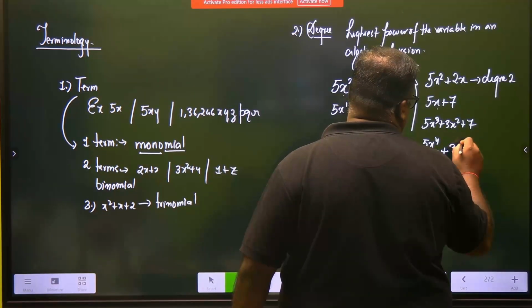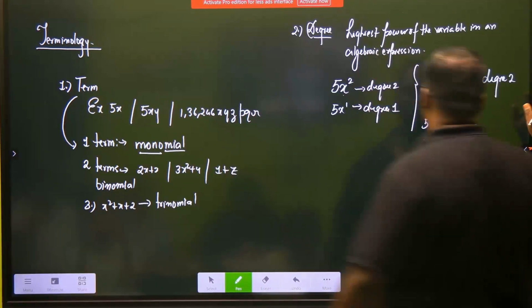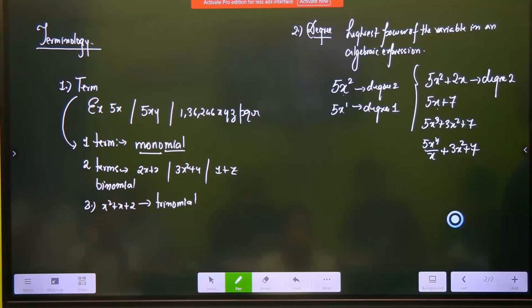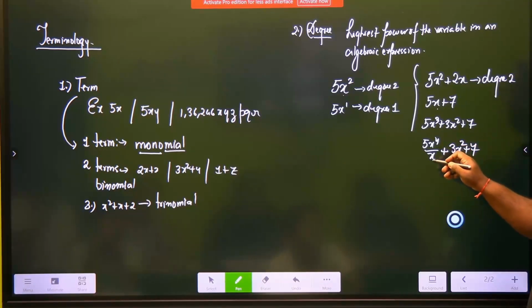Little bit tough, huh? But let me see. You should be able to do. 5x to the power 4 by x plus 3x square plus 7. Trinomial, binomial, monomial, first answer that. Trinomial. What is the degree? Trinomial with degree 3. X to the power 4 and x.